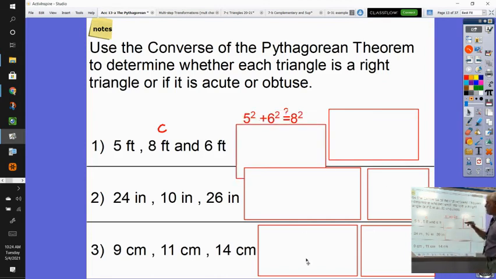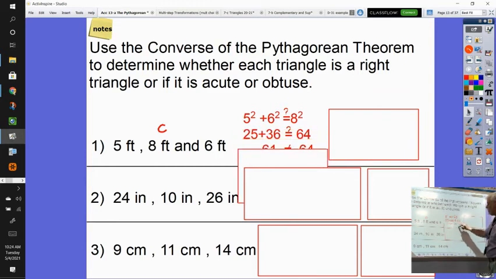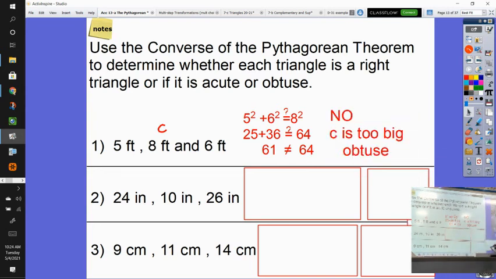So 5 squared plus 6 squared, does that equal 8 squared? 25 plus 36 is 61, and 8 squared is 64. So we know it is not a right triangle because they're not equal. So the question then is, is it acute or obtuse? Look at c. c is too big. If c is too big, then it is obtuse. All right? Now you can try the next couple here, number 2 and number 3.